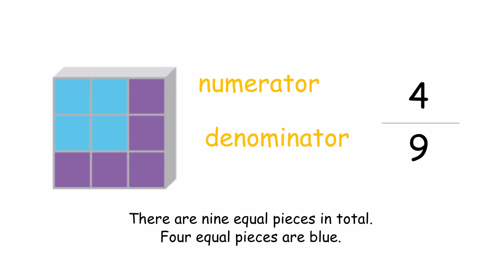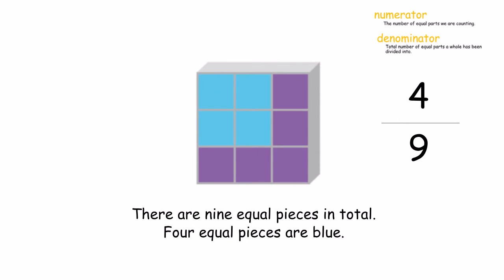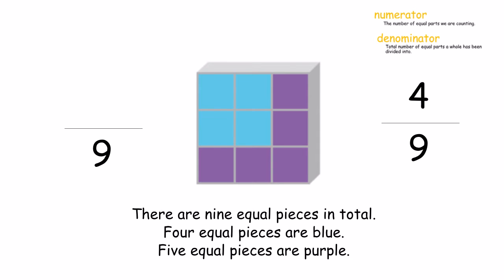Let's look at the purple pieces now. There are 5 equal pieces which are purple. How do you think we would write this as a fraction? 5 out of 9. Our denominator would still be 9 because there are 9 equal pieces. Our numerator would now be 5 because 5 of those equal pieces are purple.